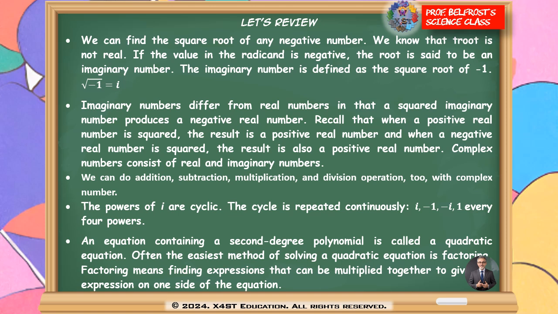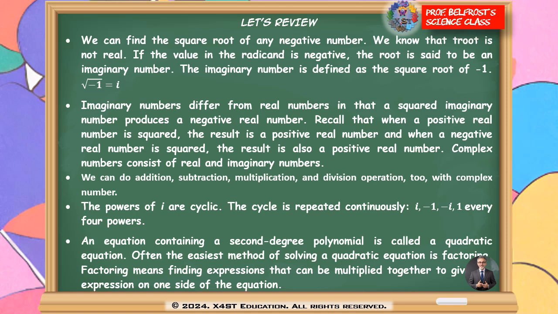So yeah, we can find the square of any negative number like with a positive number, but here the root is not real. So if the value in the radical is negative, the root is said to be an imaginary number. So the imaginary number of the square root of minus 1 is i. Okay, so an imaginary number differs from a real number in that squaring an imaginary number produces a negative real number. Okay, and a complex number consists of real and imaginary parts.